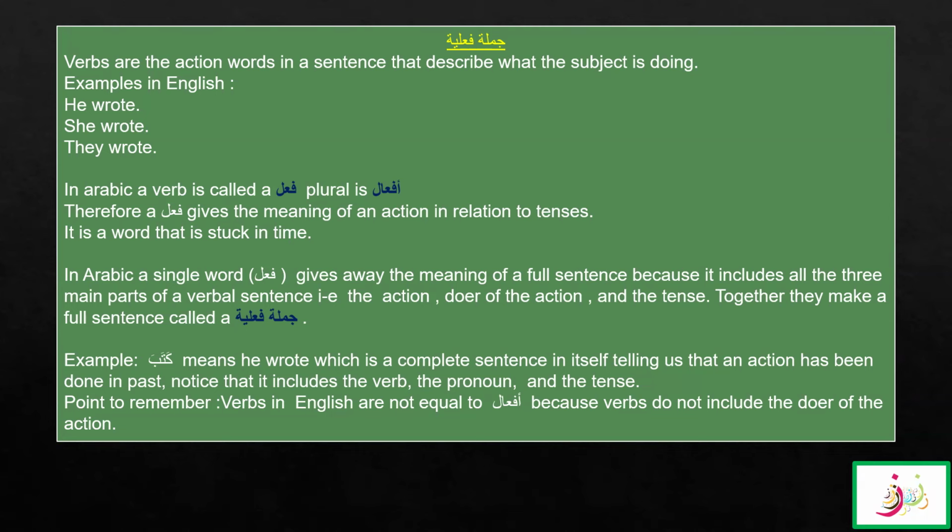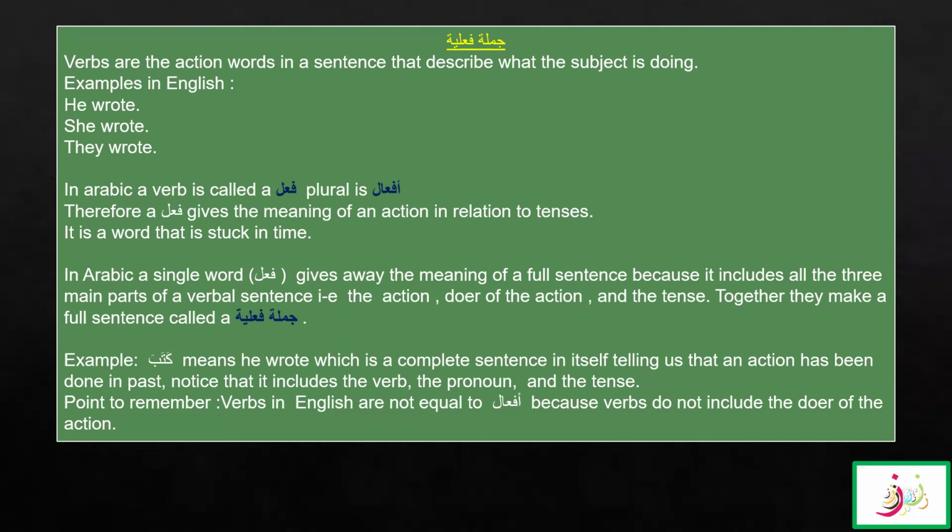There's an example, kataba. This is a past tense, and we know that the basic form just takes the three root letters, fa kalima, ain kalima, and lam kalima, and they don't have additional letters added to it. It is just the simple form to denote a fa'il madi, the past tense, which means he wrote. This sentence tells us that the action has been done in the past, and notice that it includes the verb, the pronoun, and the tense. It has a hidden pronoun, that is huwa. Kataba, he wrote, so it has the verb, wrote, the pronoun he, and the tense as well, that is the past tense.